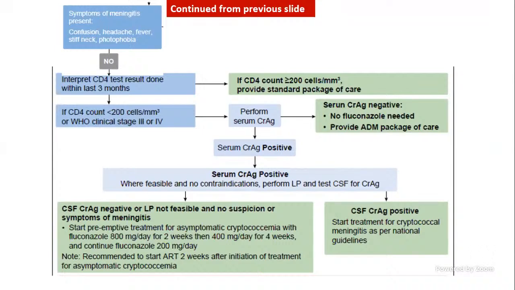If, however, CSF CRAG is negative, or there is no indication of doing a CSF, then you will start preemptive treatment for asymptomatic cryptococcemia with fluconazole 800 milligram per day for 2 weeks, then 400 milligram per day for 4 weeks, and then you continue 200 milligram per day, like I told you. And it is recommended that if you are going to initiate ART in these patients, you do so 2 weeks after initiation of treatment for asymptomatic cryptococcemia. Next slide.